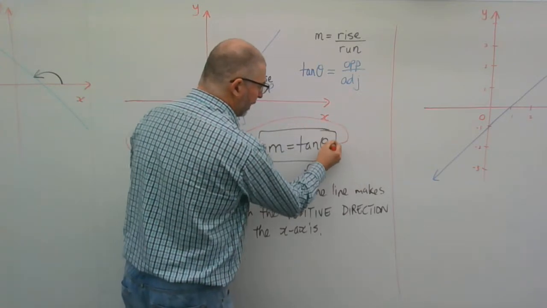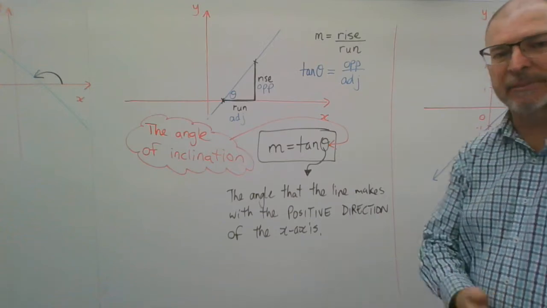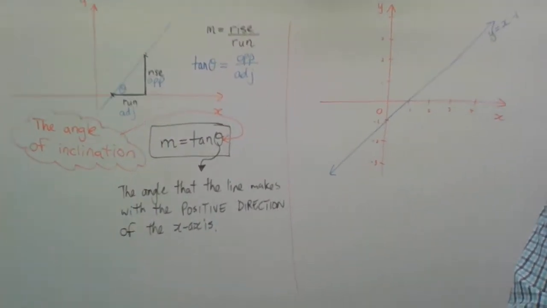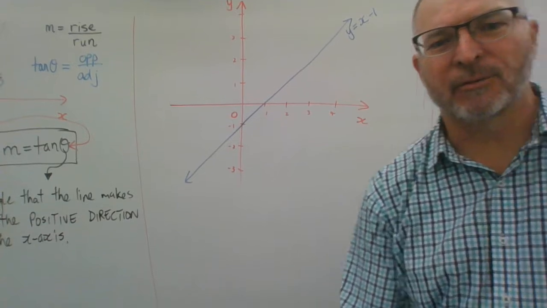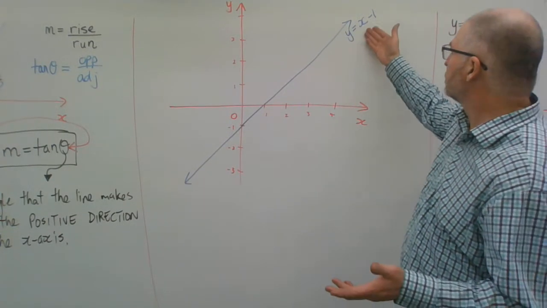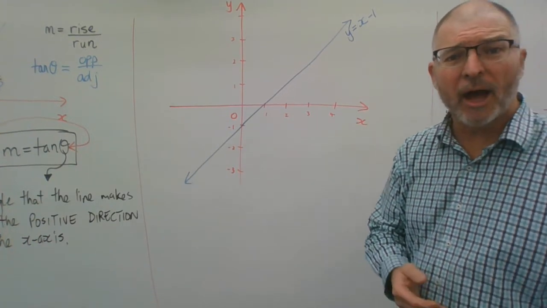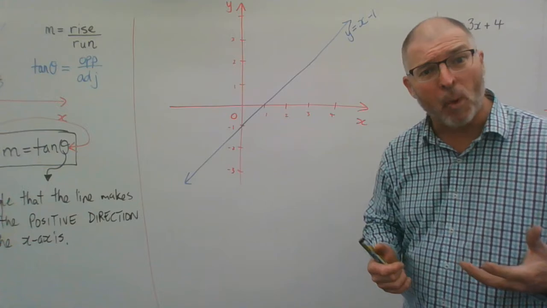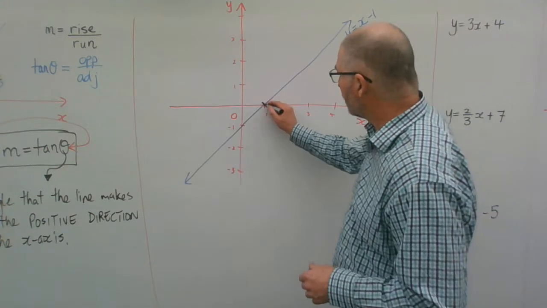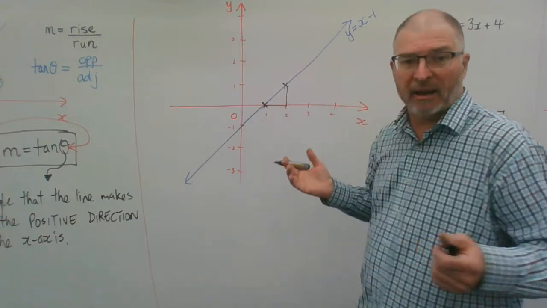That's that angle theta there. The angle of inclination is the same as the gradient. All right, well, what does that mean in practice if you're asked some sort of question about it? Well, here's the line y equals x minus 1. You can look at the diagram and tell that the gradient is 1 because for each one across, you go up 1, right?